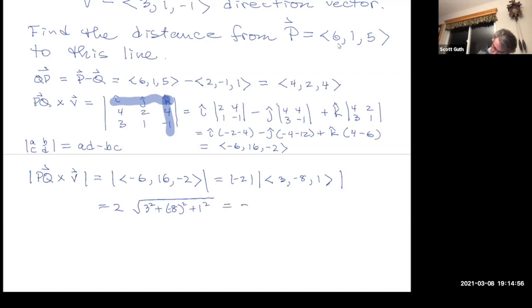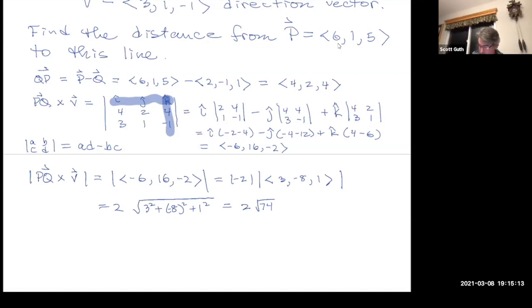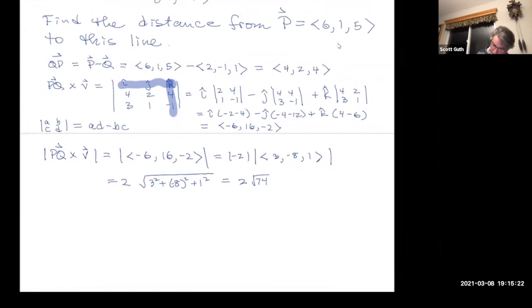So that's giving me 2 times the square root of, what's that, 64 and 9 is 73. Plus 1 is 74. So is that the square root of 74? Yes. And I don't know if that simplifies. Square root of 2 times 37, which is a mess. So we're not going to do anything to simplify that.